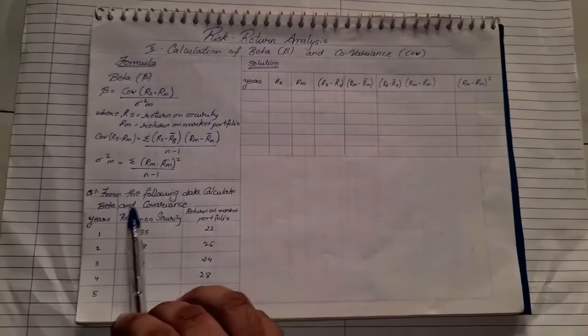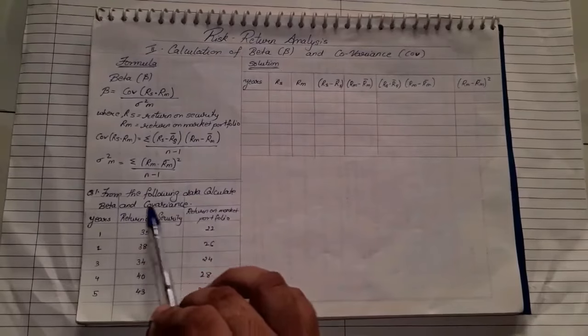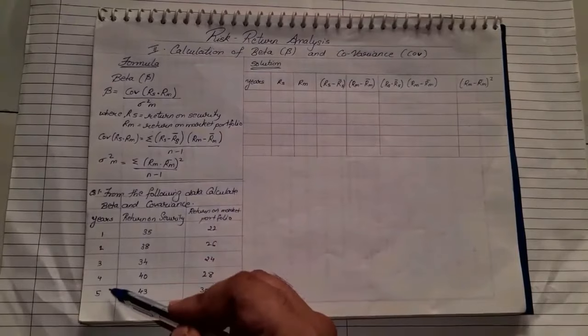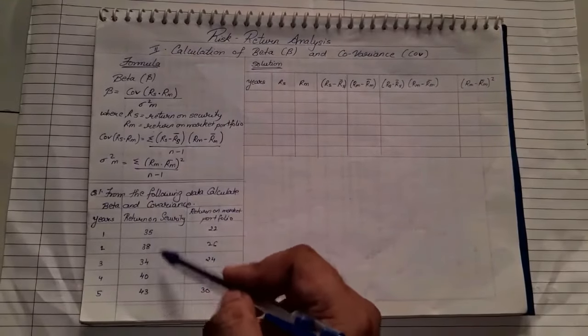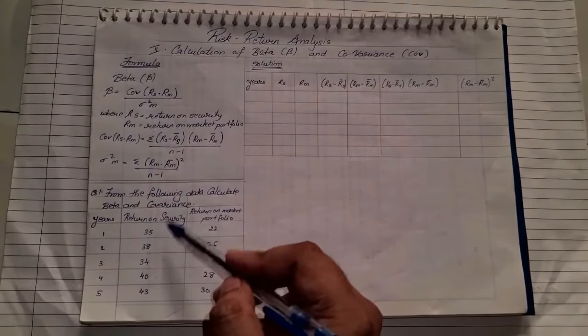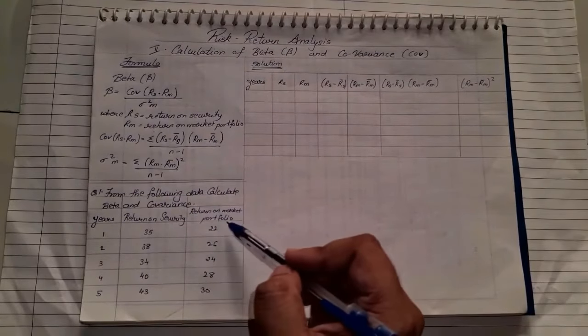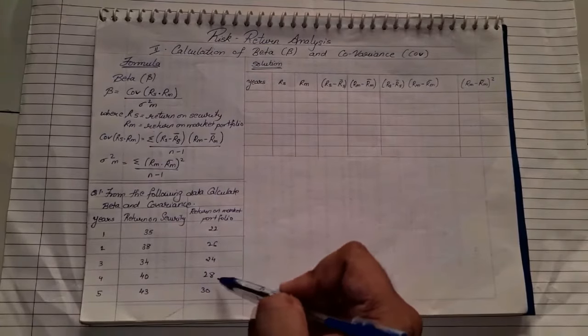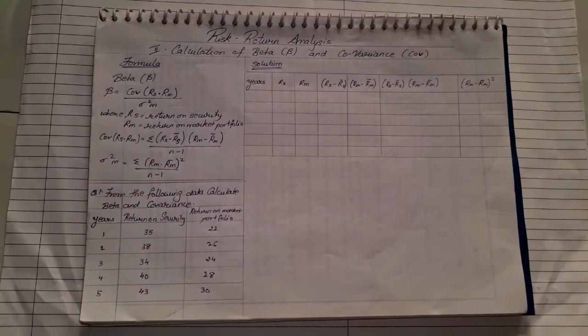Sum number 1: from the following data, calculate beta and covariance. They are giving you the number of years and the return on security, which we'll consider as RS, and the return on market portfolio, which will be known as RM. Now based on this, let us see how to solve the sum.